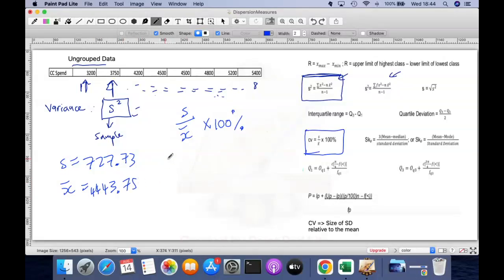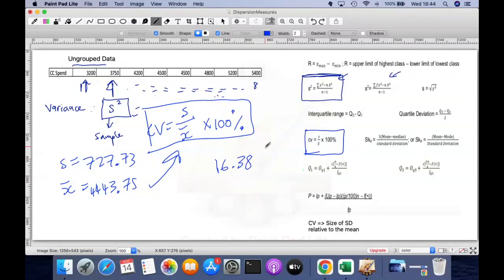443.75. So if you want to work with the coefficient of variation, you use this formula here and plug these values into it. If you do that, I think you'll get a value of 16.38%. It's not a very complicated value to work out. Once you have your mean and your standard deviation, you can get it.